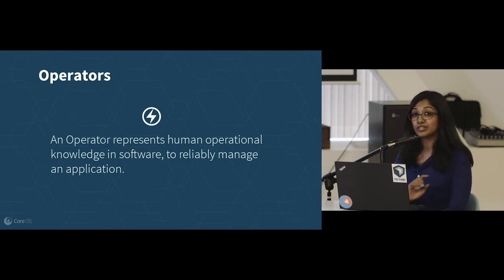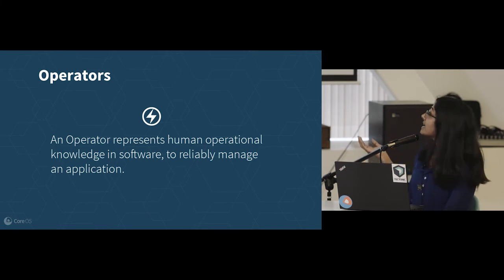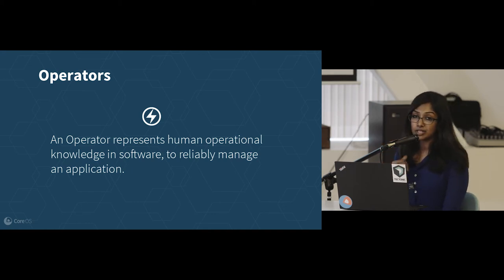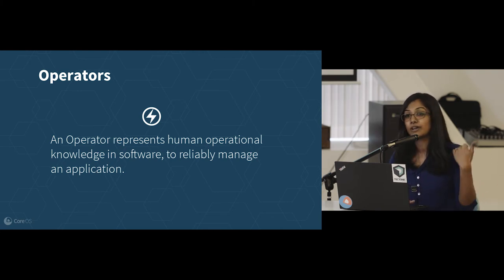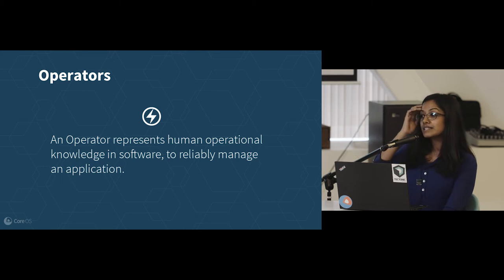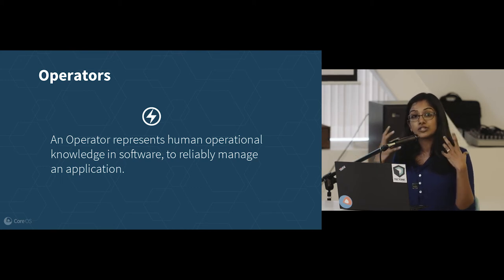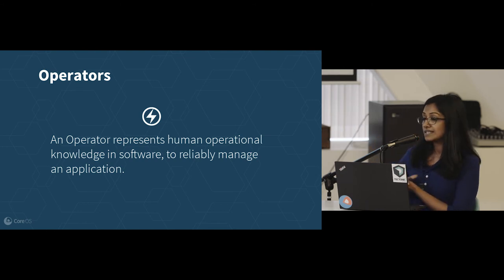Next, the magical things I talked about earlier, which were operators. An operator represents human operational knowledge in software to reliably manage an application. To put it simply, if you are a DevOps engineer or you know one, you know how hard it is to keep run books. When a cluster goes down, a DevOps engineer is woken up at 2 a.m. and has to look through the run book and figure out how to solve this big mess. The operators are going to do it for you, because they take the human knowledge that you need to maintain your cluster and put it into a file.